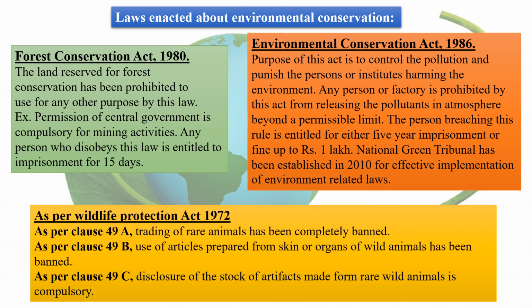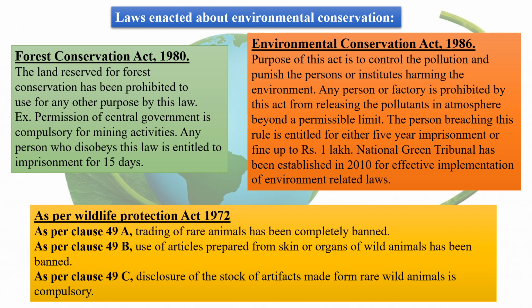As per the Wildlife Protection Act, this is the third act that was given in 1972. As per clause 49A, trading of rare animals has been completely banned. Means there are animals which are very rarely found. Okay, बहुत उनकी quantity ज़्यादा नहीं है, बहुत कम ये animals present हैं और अगर इनको बेचा जा रहा है, खरीदा जा रहा है तो वो against है ये law के, ठीक है. So it has been completely banned. Means they should be there in the environment and not in your houses.